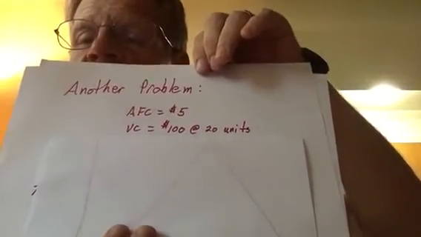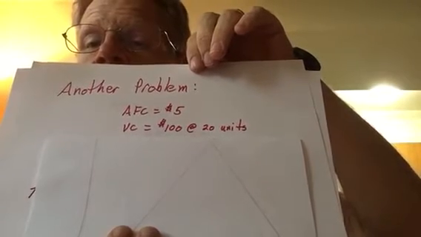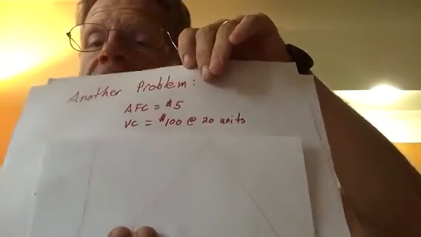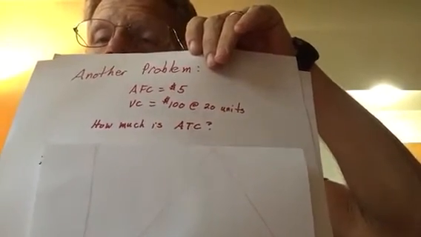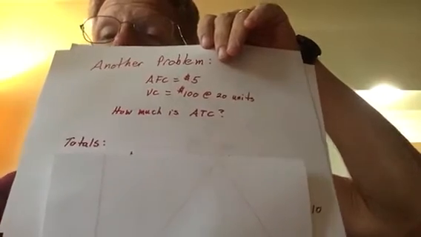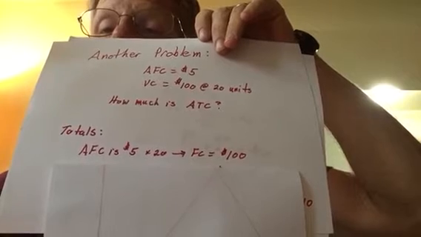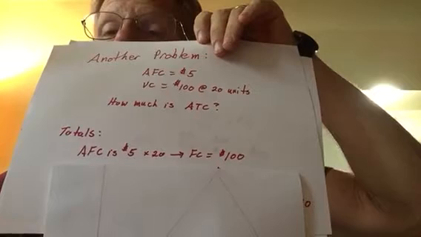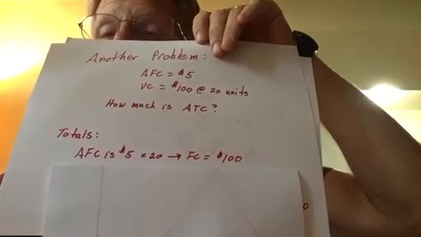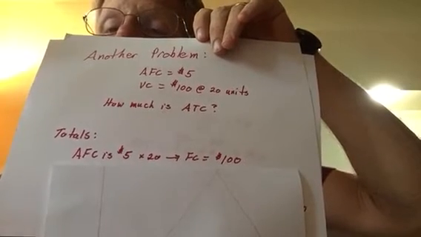And here we go. AFC is $5. VC is $100 at 20 units. And what we're asked to find here is ATC. All right, let's do that using totals. Great. So AFC is $5 times 20 units. I'm going slow here so you can get this written down. So FC equals 100. Okay, so AFC 5 times 20 equals 100.